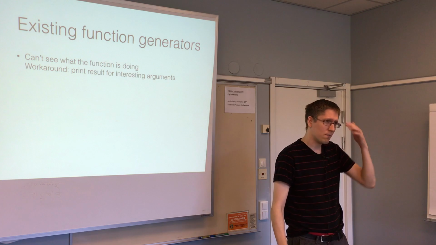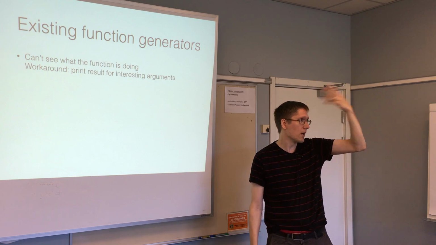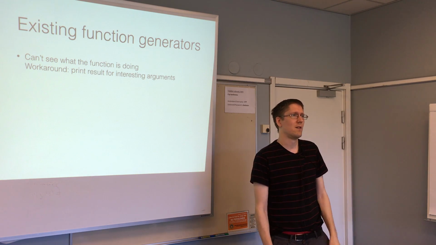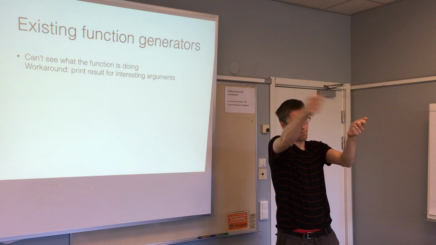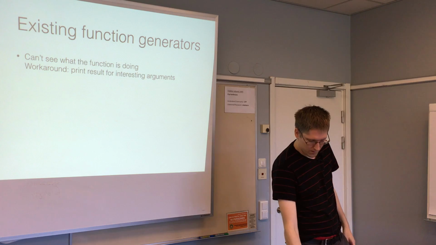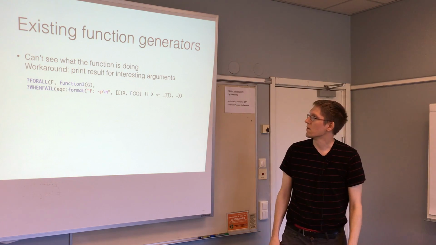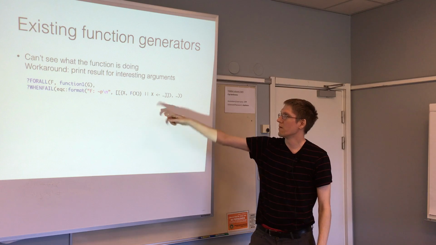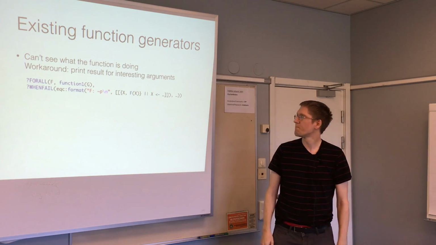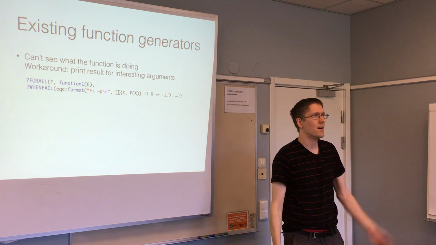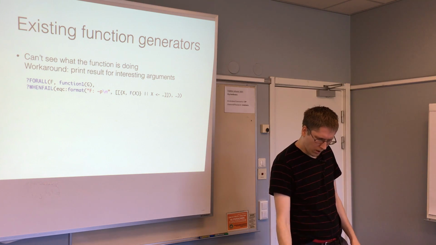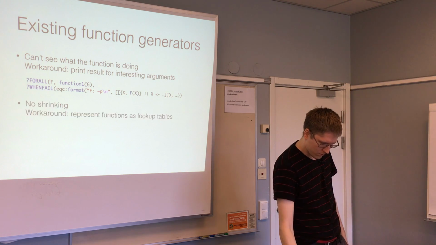It's a function, so you can't really see what it's doing, which is a bit annoying. Well, you can work around that, right? You have the function. You can just call it on some interesting arguments, and then you'll see what it's doing. So you do something like this. You generate a random function, and then when your test fails, you just print argument and result pairs for some interesting arguments. It's kind of clunky and annoying, but it sort of works.